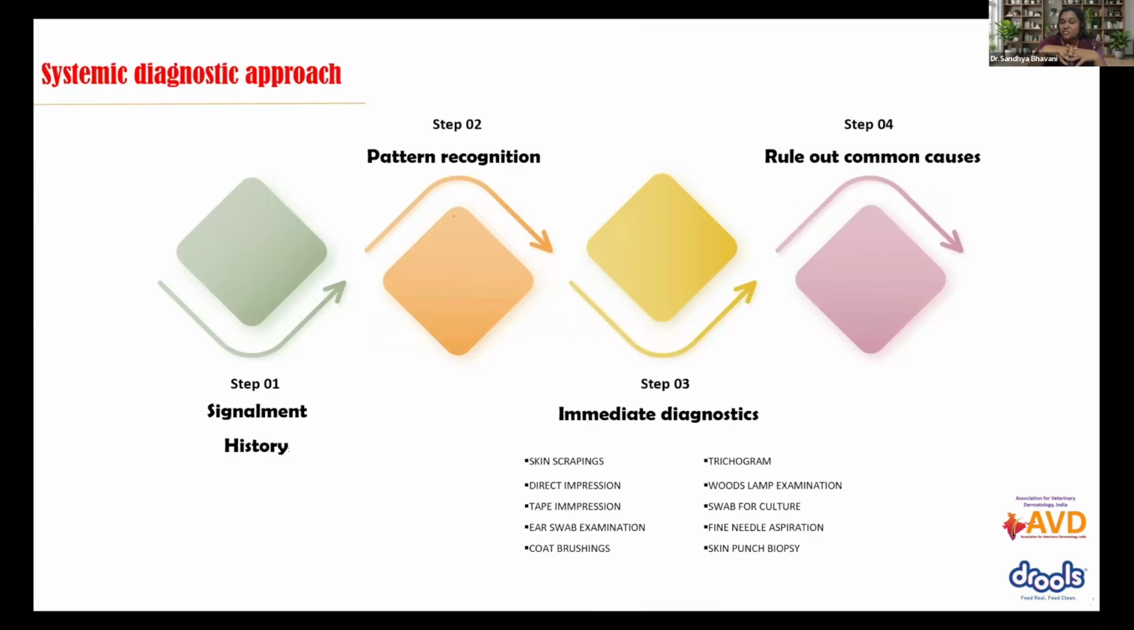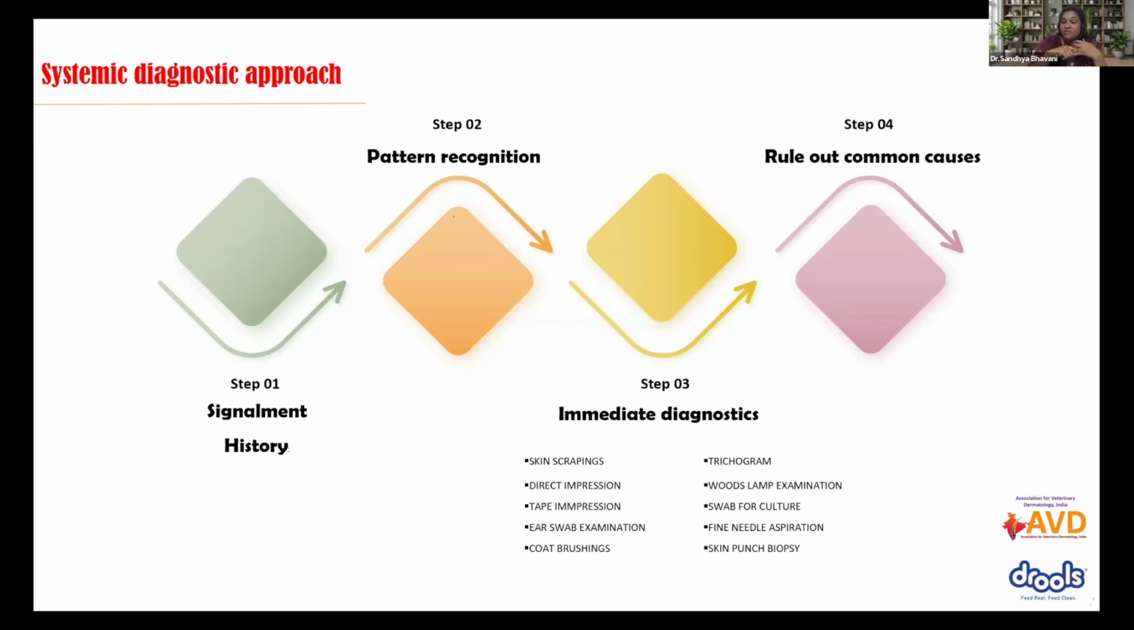Then Wood's lamp examination is mainly for Microsporum canis identification. Swab for culture: when you see a pyoderma lesion or there are any scalings or moist wounds, you can go for swab culture, both fungal and bacterial. Then fine needle aspiration, when nodules are there. The nodule can be either a tumor nodule or a fungal nodule. So you can go for fine needle aspiration cytology.